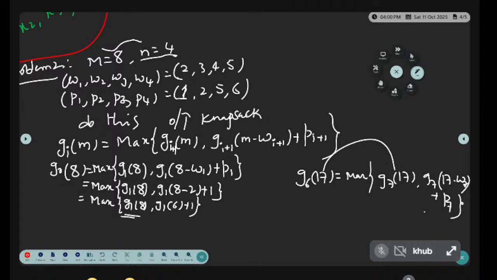So here we don't know G1 of 8, we don't know G1 of 6. So this is equation 1. Calculate G1 of 8 and G1 of 6.